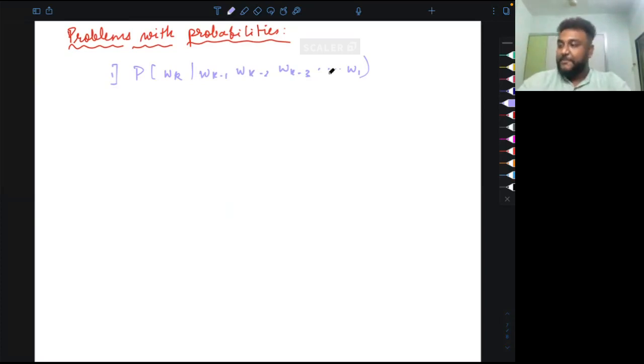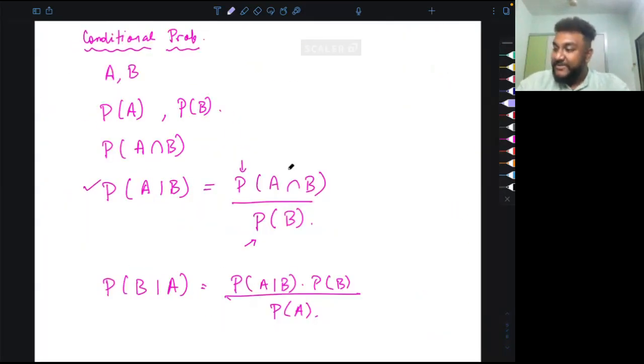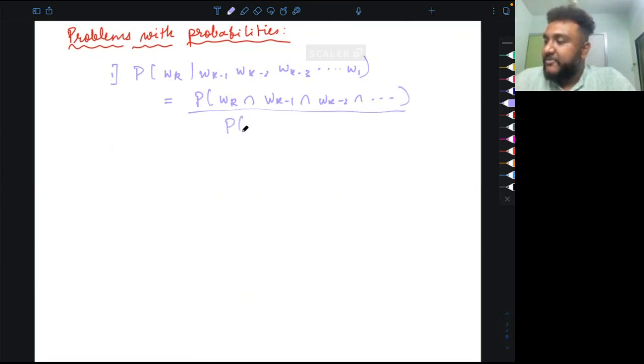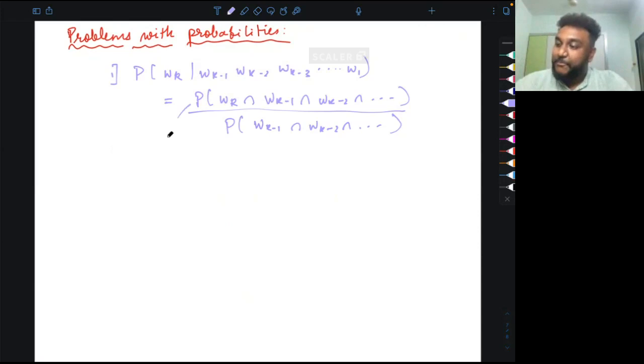First, since this conditional probability is nothing but the probability of this intersection, the probability of all these things happening together, we can write it as the following: probability of Wk intersection Wk minus 1 intersection Wk minus 2 intersection and so on, divided by probability of Wk minus 1 intersection Wk minus 2 intersection all this. The basic issue here is that both the numerator and the denominator are going to have low values. So this is one obvious problem when it comes to dealing with probabilities.